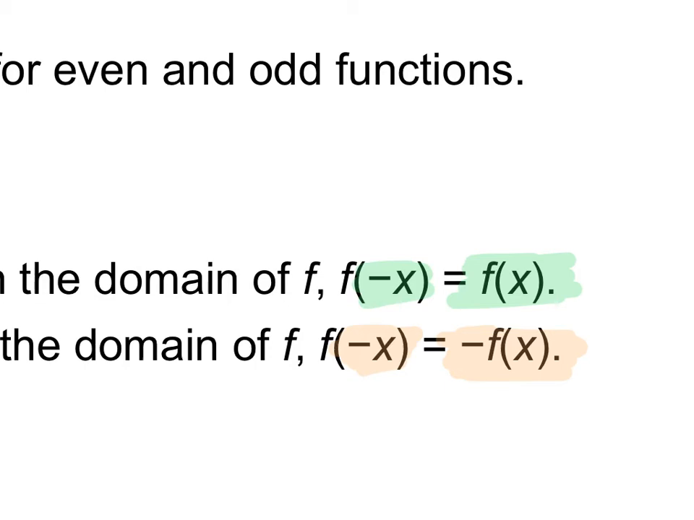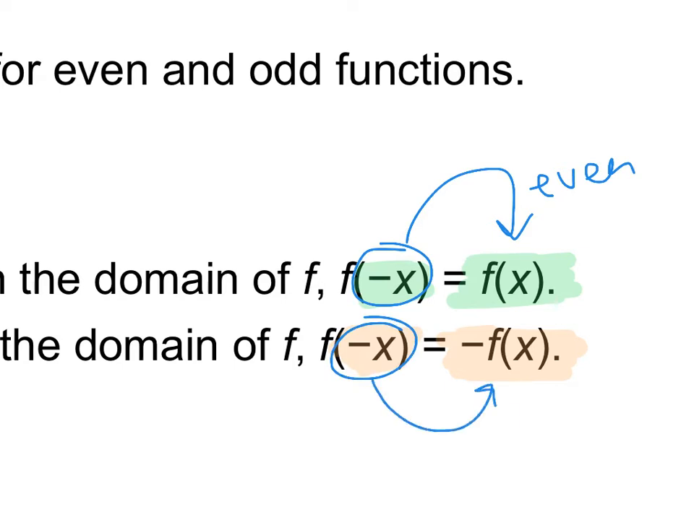We're going to do some examples, which are easier to explain once we do them. So when you take x and plug in negative x, if you get the original function, then you have an even function. If you plug in a negative x and get the negative version of the function, then it is an odd function.